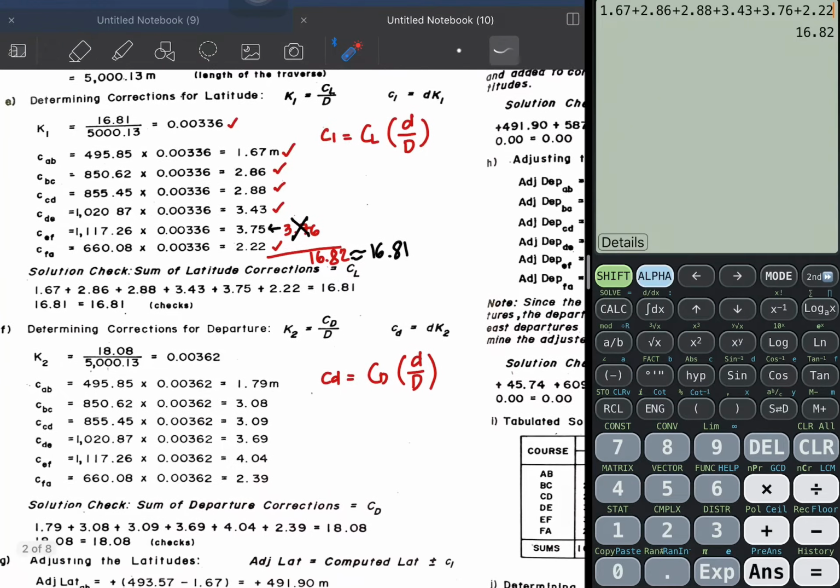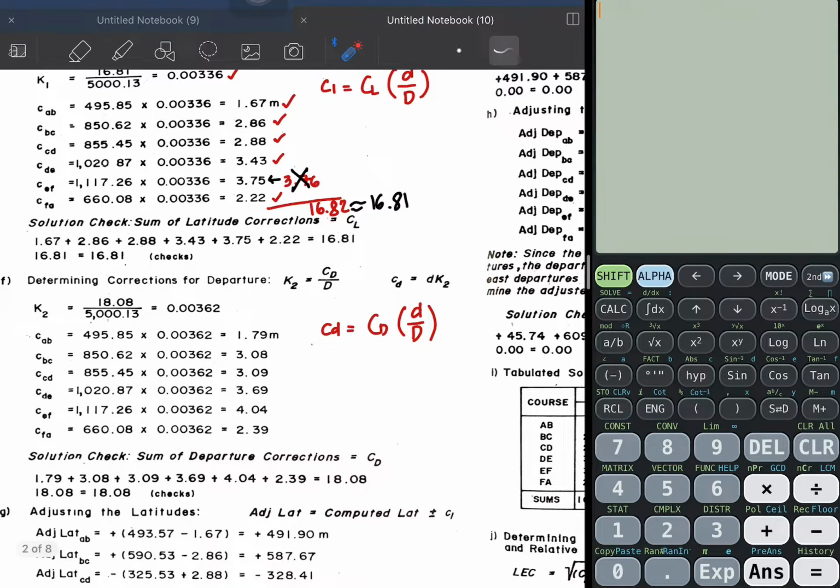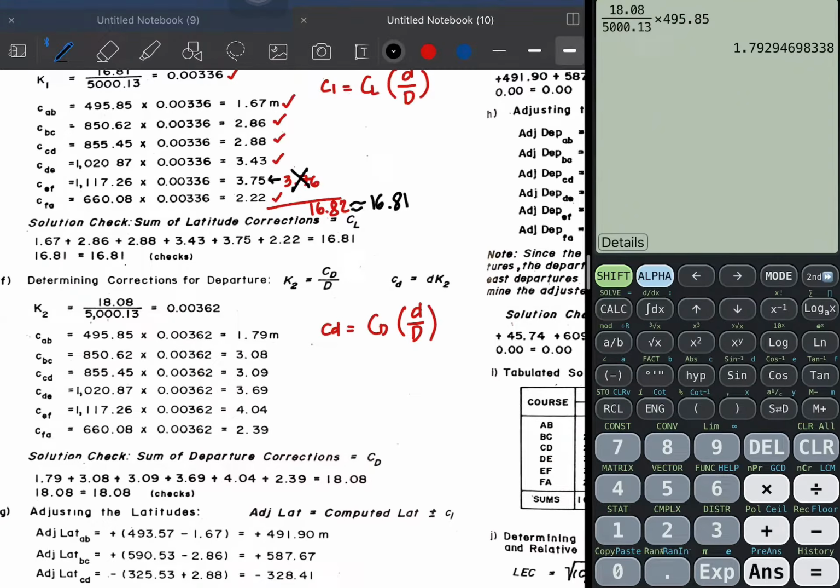departure. So let's check with our calculation, closure in departure. Okay, so you have 18.08 divided by 5,000.13 multiplied by 495.85. Okay, so this is correct, 1.79. Next is 850.62, 3.08. Okay, correct. Next is 855.45, correct.